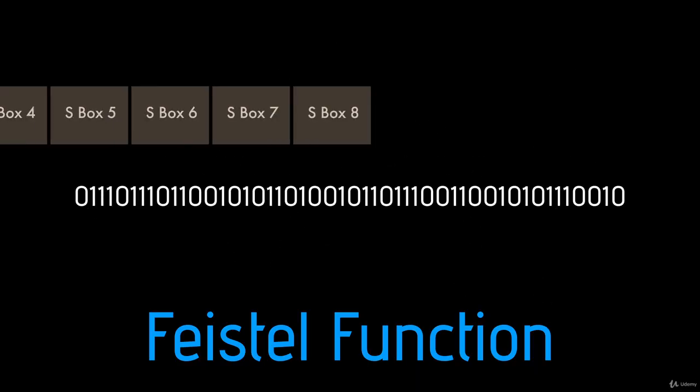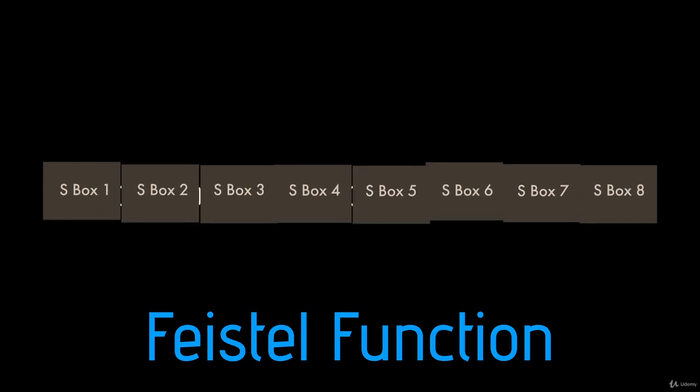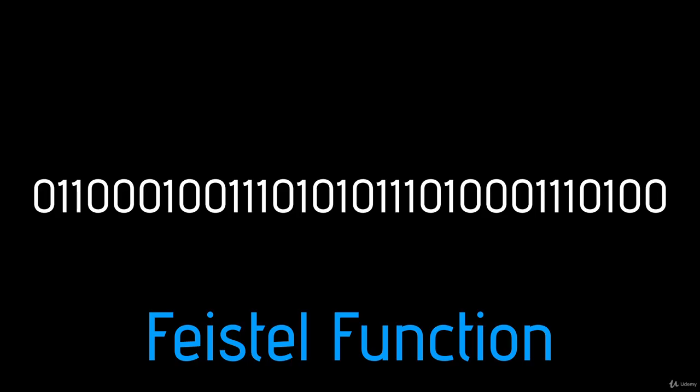Next, we're going to use what are called S-boxes. In DES, S-boxes take in 6 bits and output 4 bits. There are 8 different S-boxes, and each one gives a different 4-bit output. So we apply the 8 S-boxes to the data, creating a 32-bit output.